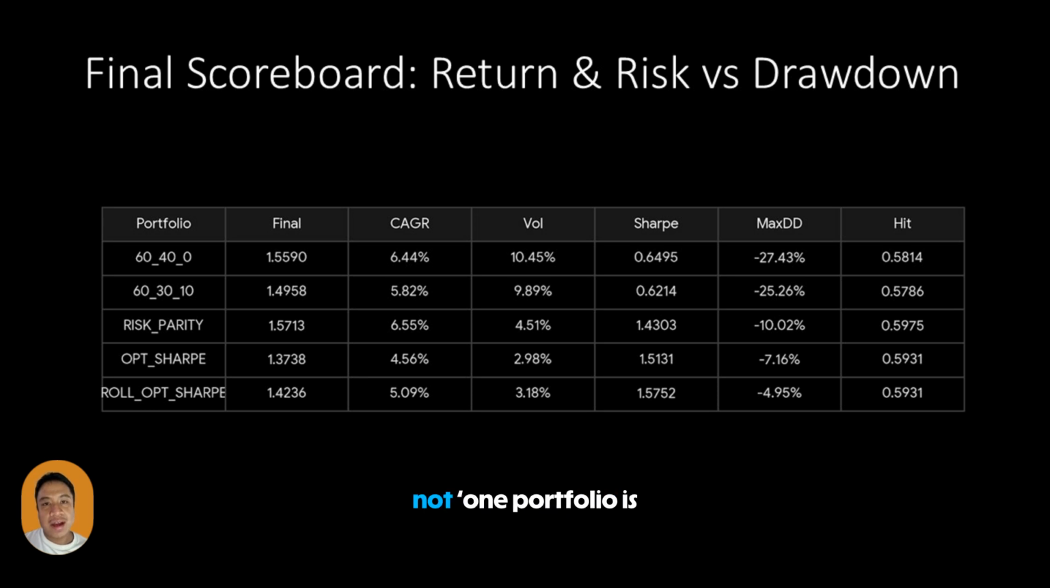So the conclusion is not that one portfolio is always best. It's that if your priority is sleep-at-night risk control, rolling optimization is extremely compelling. If your priority is maximum growth, you might accept more drawdown and choose differently.